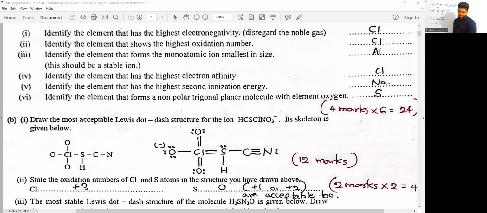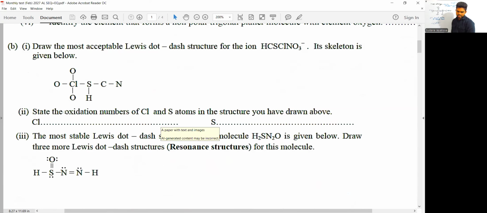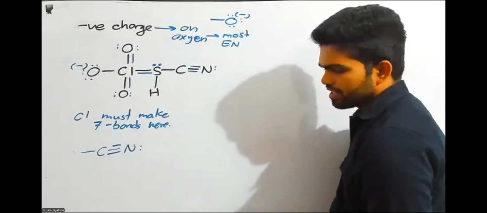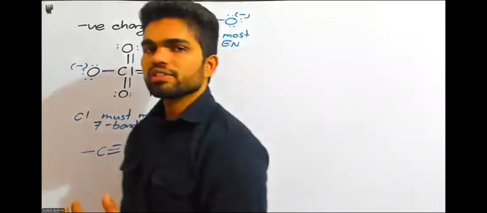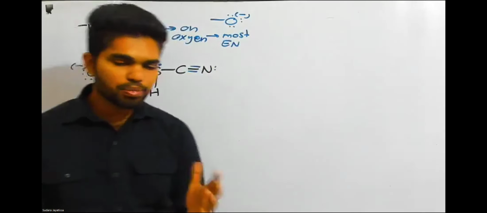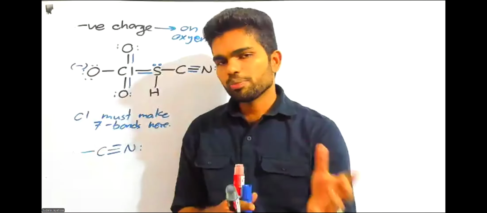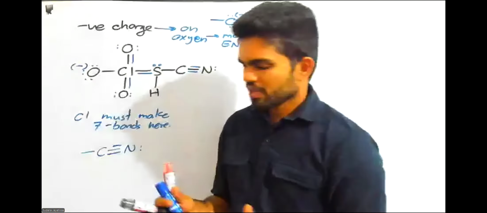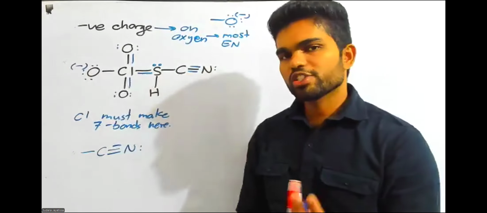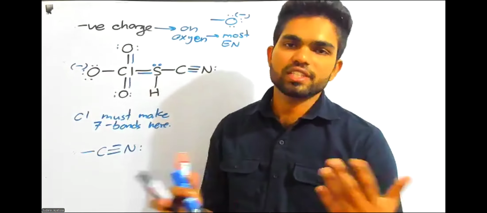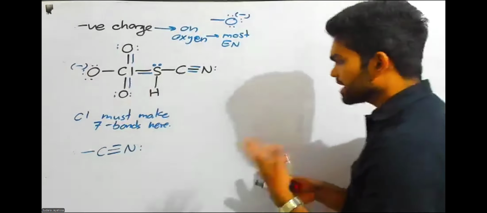Now, depending on the structure you have taken, it's asking to state the oxidation numbers of Cl and sulfur atoms in the structure you have drawn above. Oxidation numbers of chlorine and sulfur. Now, oxidation number refers to the number of electrons lost or gained totally or partially. This is a molecule, sort of an ion, but the central atoms have made covalent bonds. Then electrons are exchanged partially: partial gaining, partial losing.